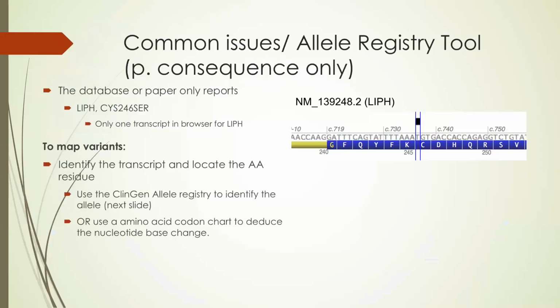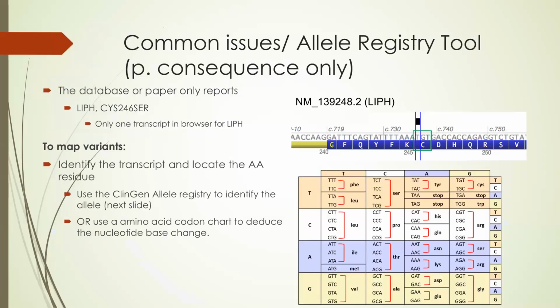There are a couple of different things you can do if you want to find the actual c. notation. The simplest is to go to the allele registry, and I'll show this in a second, and put in the protein, the p. position, and the change from cysteine to serine, and it'll map it for you. The other fun thing I like to do, from before the allele registry was able to do that, is to look at the old-fashioned amino acid codon chart, look at the codons that generate a cysteine and the codons that generate a serine, and find one that makes sense.